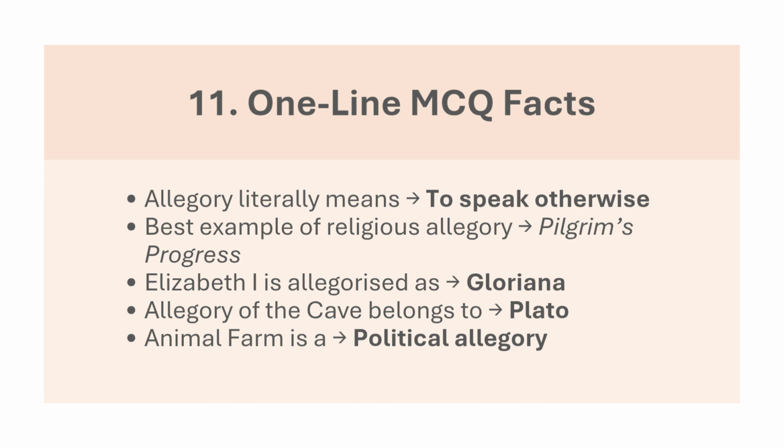This slide is meant purely for quick revision and MCQs. Please remember these facts exactly as they are. Allegory literally means to speak otherwise. Best example of religious allegory: The Pilgrim's Progress. Elizabeth I is allegorized as Gloriana. Allegory of the Cave belongs to Plato. Animal Farm is a political allegory. These questions often come directly without change, so memorize them.